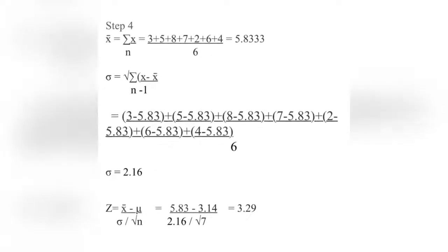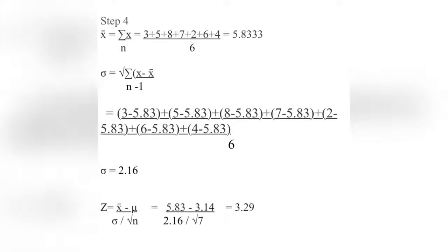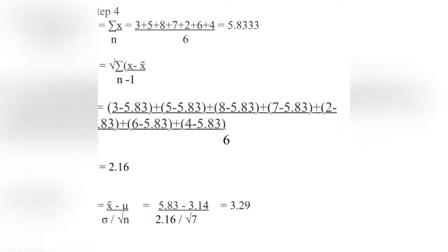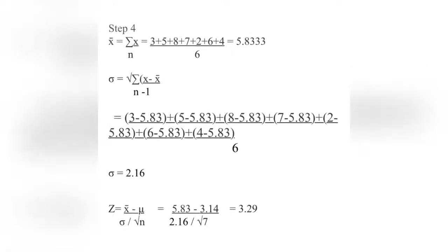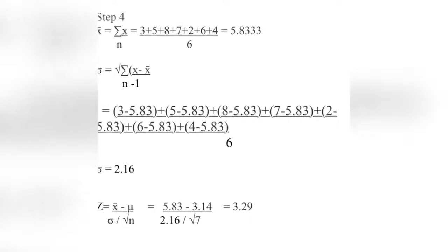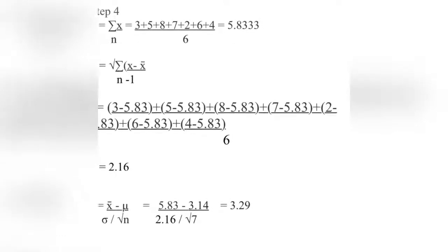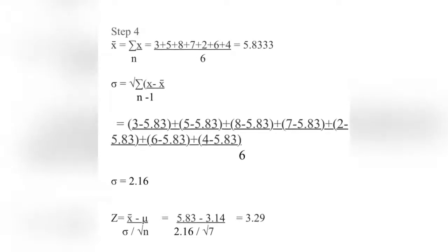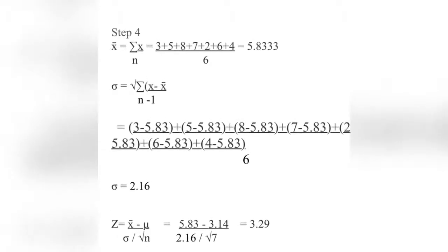Step 4. Compute. Since our sample mean, which is represented by x bar, is missing, we'll be computing it by adding the sequence of numbers of the family size and dividing it by the population. Here, we get 5.8333.